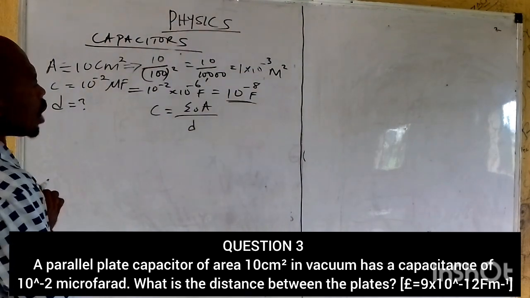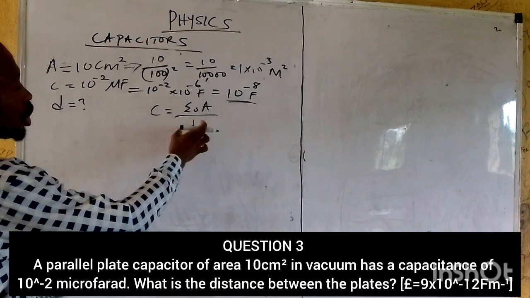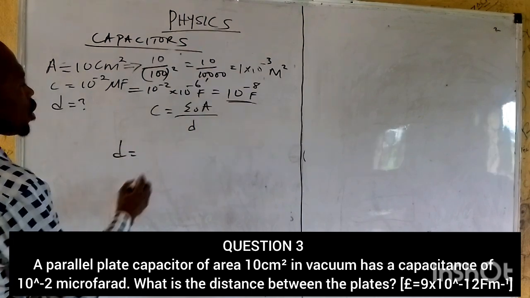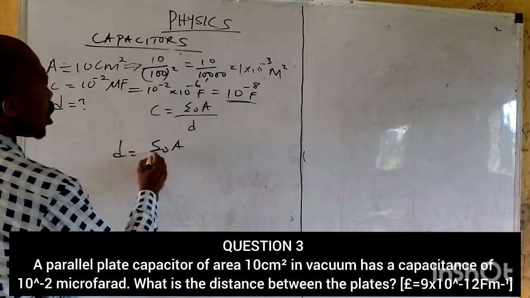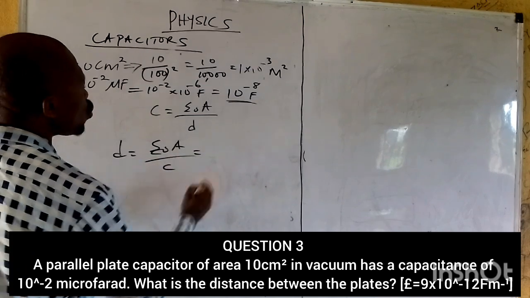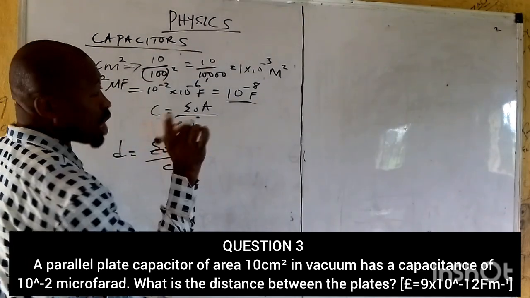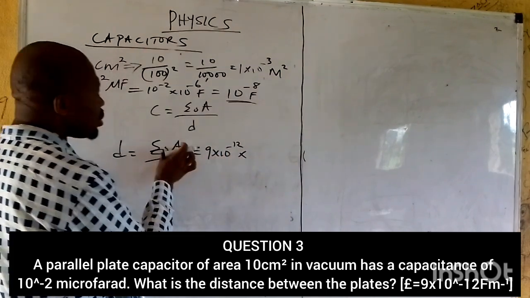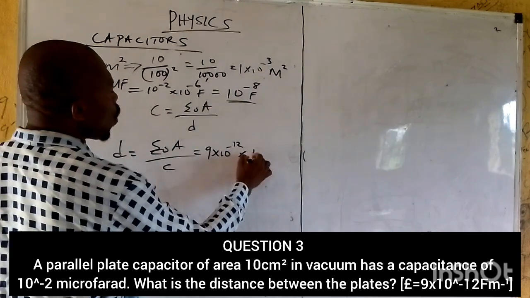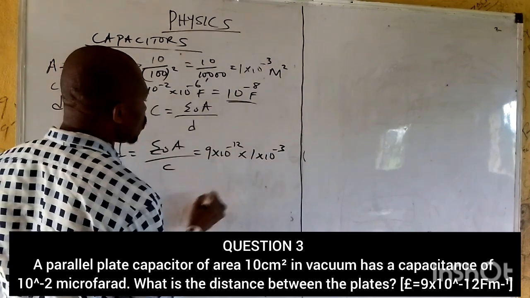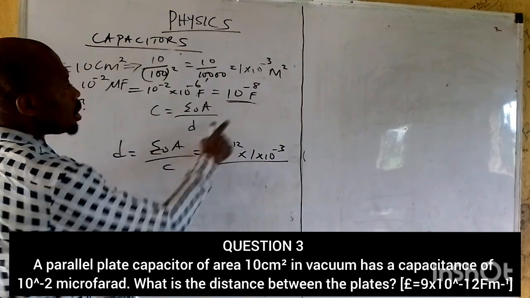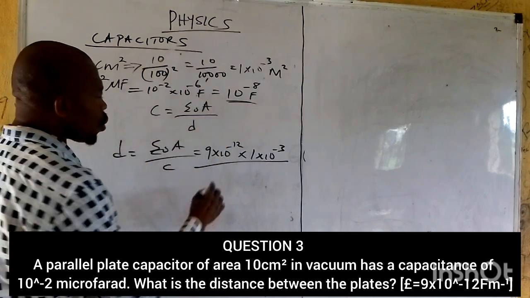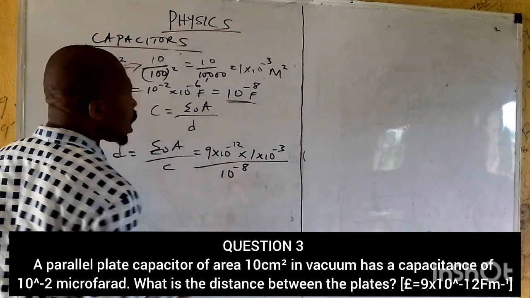If we employ our formula and then do the necessary conversions, after that we make D the subject. D will give us epsilon 0 A all over C, and epsilon 0, just like we gave earlier, is 9 times 10 to the power minus 12, times area. Area is 1 times 10 to the power minus 3, all over C. Instead of C, we use the converted value, which is 10 raised to the power minus 8.